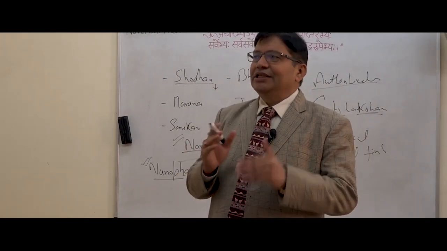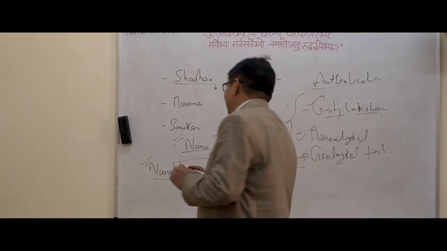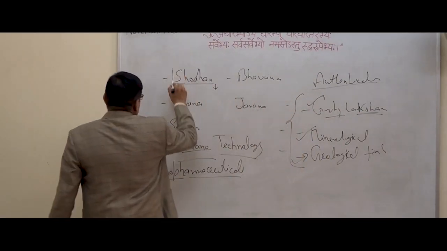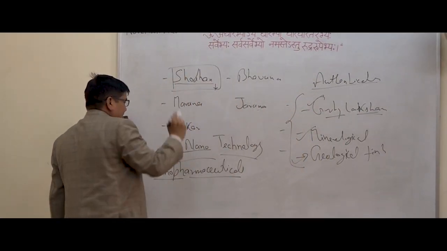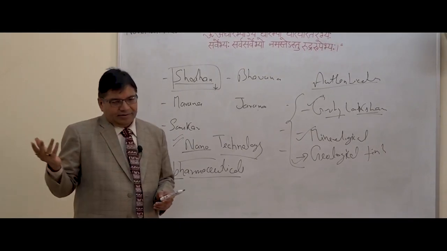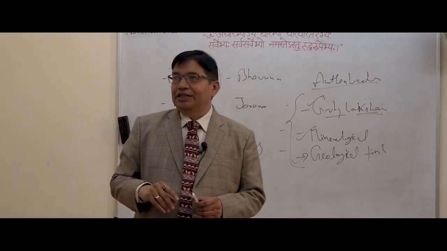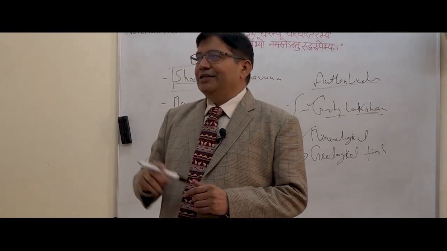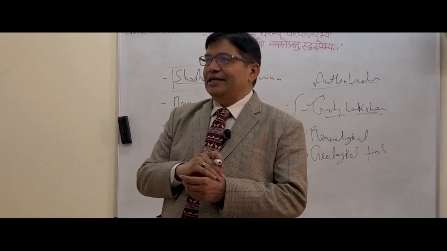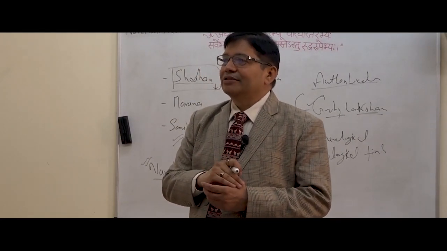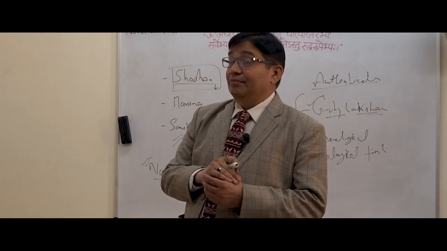But generally it is considered as a nano size. So what is Shodhan? Its English translation is very simple: the purification and the potentiation. Here, before coming to the next slide, the second one, on the fourth number, it is the Mara process.